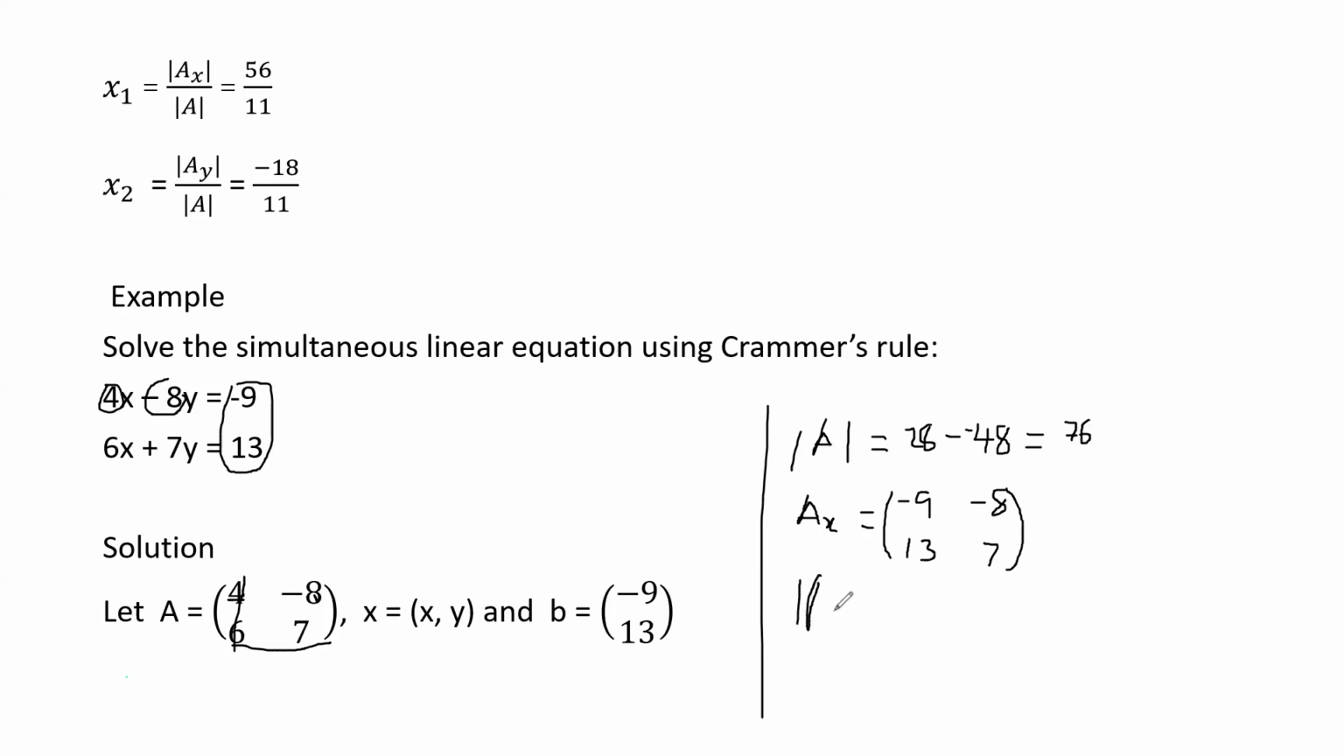What is the determinant of AX? Negative 63, plus 104. What do you get? 41. So you have calculated it, it's 41.